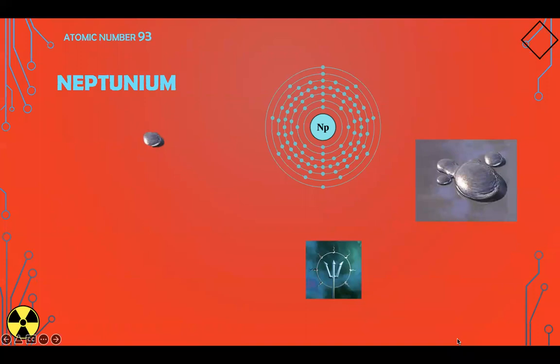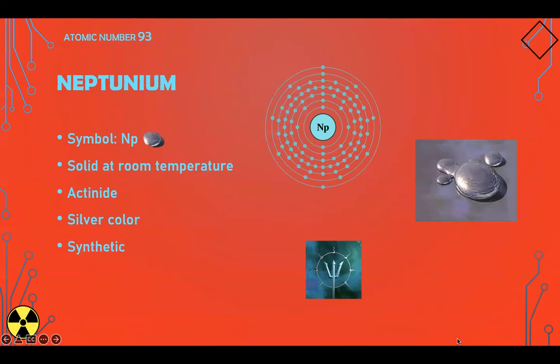Neptunium. Yeah, we will now be continuing the trend of naming elements after planets. It will end at element 94, but still, its symbol is Np. It's a solid at room temperature. And yes, it's named after Neptune. It's an actinide. Neptunium has a silvery color. It is synthetic. Now all the elements towards the end, starting from atomic number 93, are going to be synthetic. Also, as I said earlier, technetium and promethium are also synthetic. Neptunium is radioactive and it has no uses as of today because very little of it has been produced.